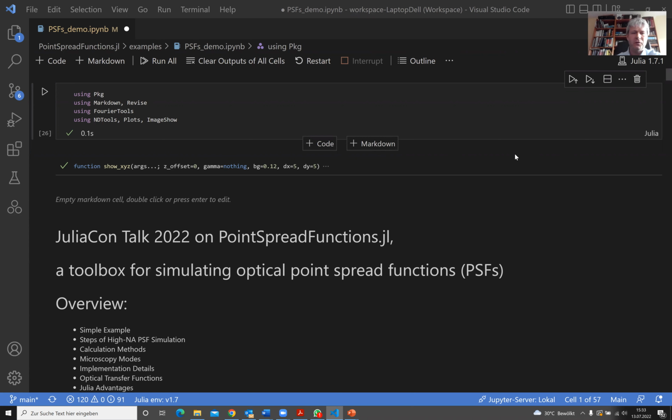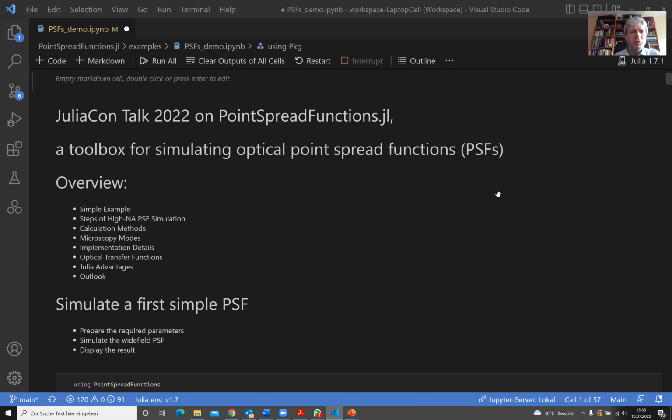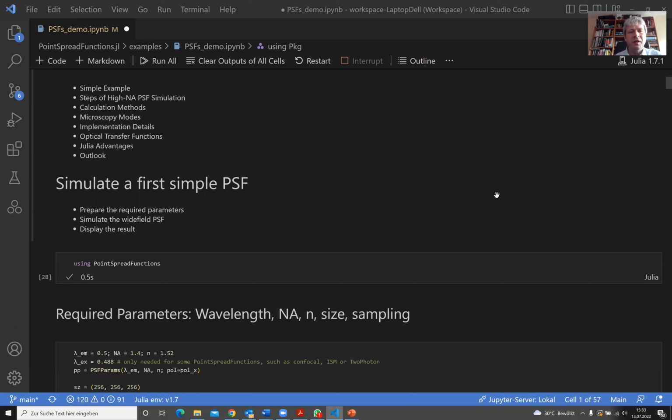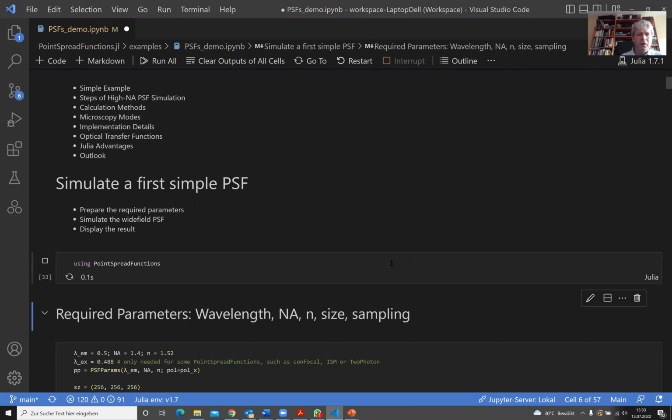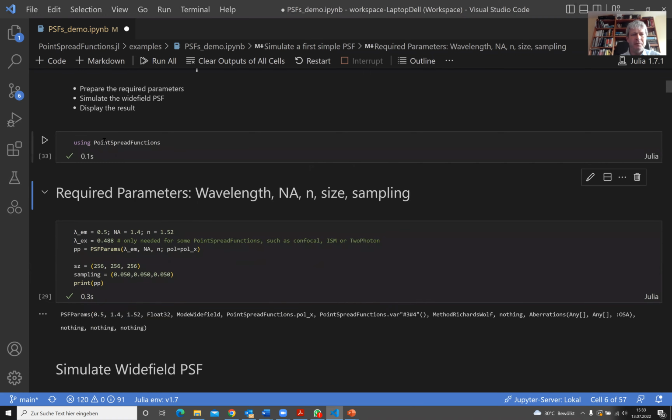PointSpreadFunctions.jl, a toolbox for simulating optical point spread functions. So in this talk, I'm going to show you how to use the toolbox, and I will also give you some insights of how this toolbox really does calculate a point spread function. Of course, to use the toolbox, you start by importing it by saying using PointSpreadFunctions, and then you have to define a number of parameters.